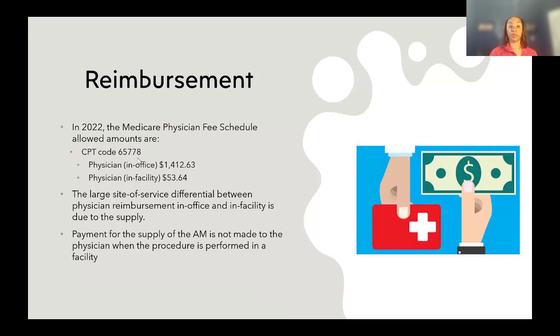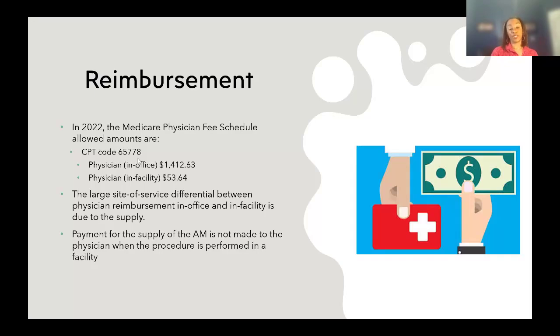Here's the fun part, reimbursement. This was back in 2022. For the life of me, I could not find updated information, but it's still about this. It's actually, I think, a little bit more. So for the CPT code of 65778, which is the placement of an amniotic membrane on the ocular surface without sutures, the physician in-office reimbursement is about $1,400.